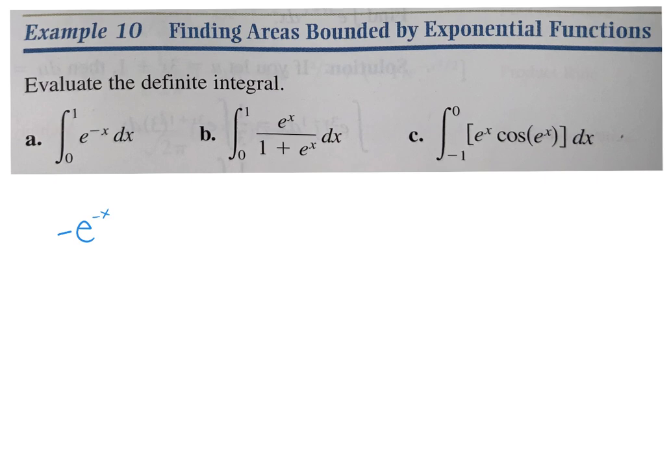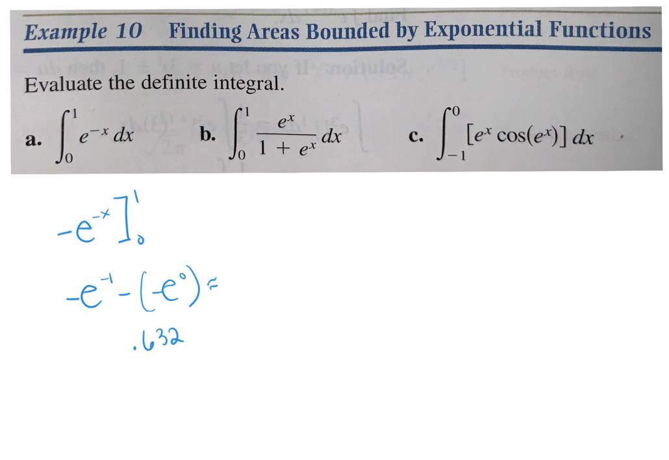Why? Well, because I have these guys, 0 and 1. Just plug it in. Negative e to the negative 1 minus negative e to the 0. All right? Which ends up being just negative e to the negative 1 plus 1. But when you plug it in, you get approximately 0.632. You're actually going to get answers here, okay?